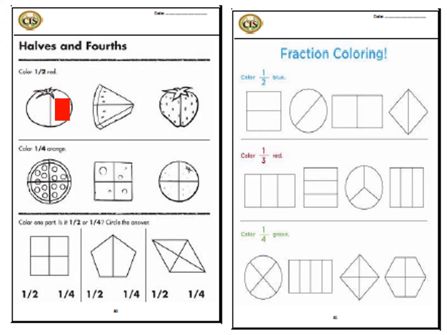The watermelon divided into 2. So I will color part of them. The strawberry divided into 2 parts. I will color one of them. Here he asked me to color the 1 over 4 quarter by orange. I have a pizza divided into 4 parts, so I will color part of the pizza.